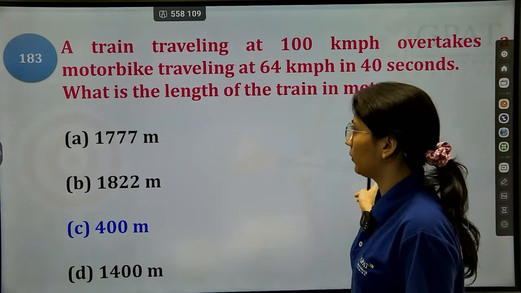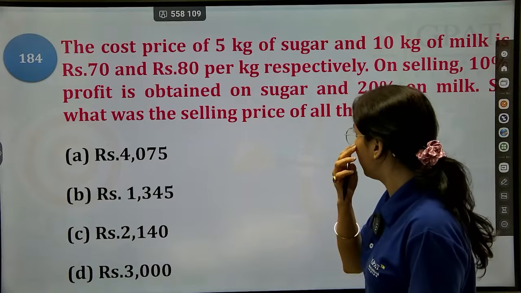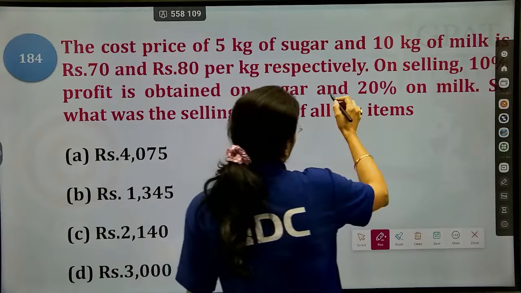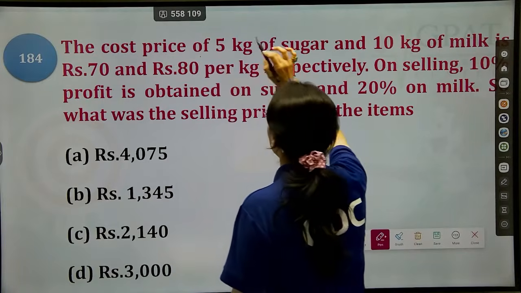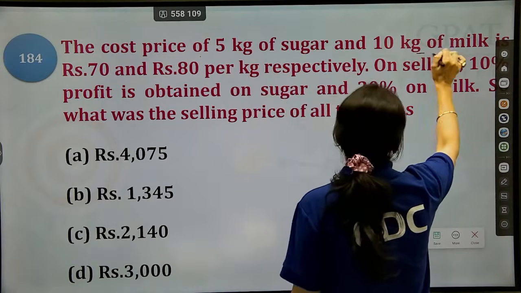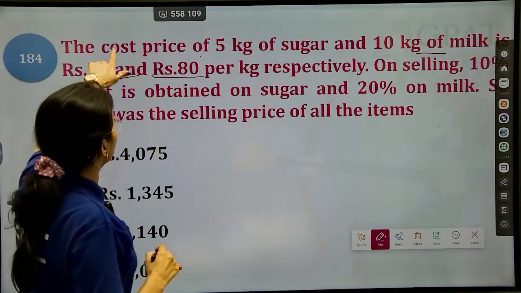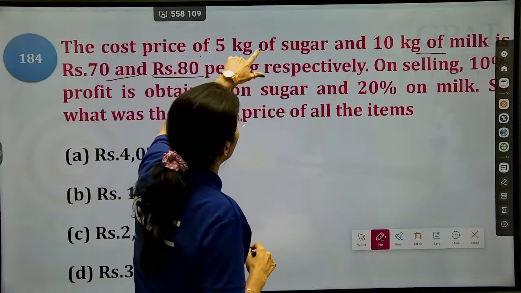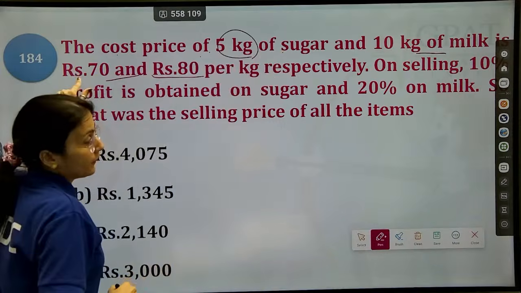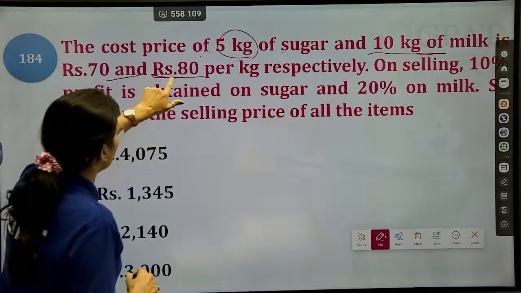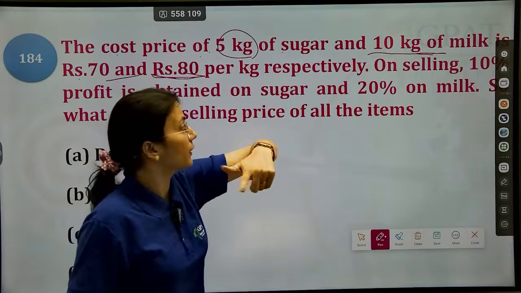Now move to another question, that is question number 184. The cost price of 5 kg of sugar and 10 kg of milk is rupees 70 and rupees 80 per kg respectively.